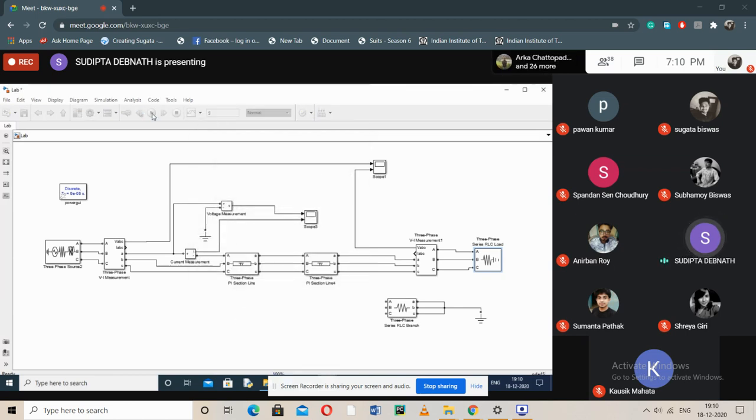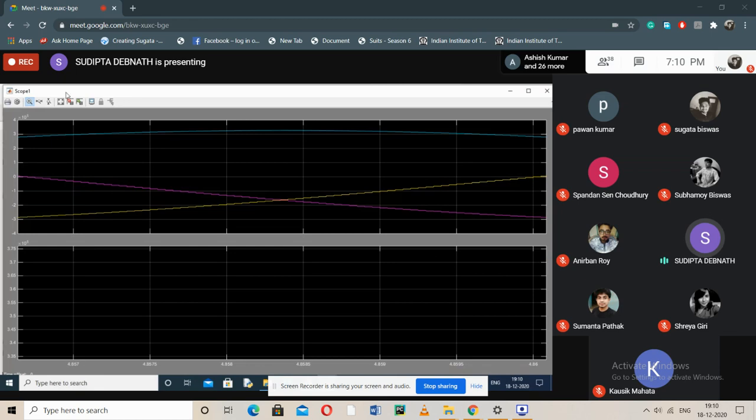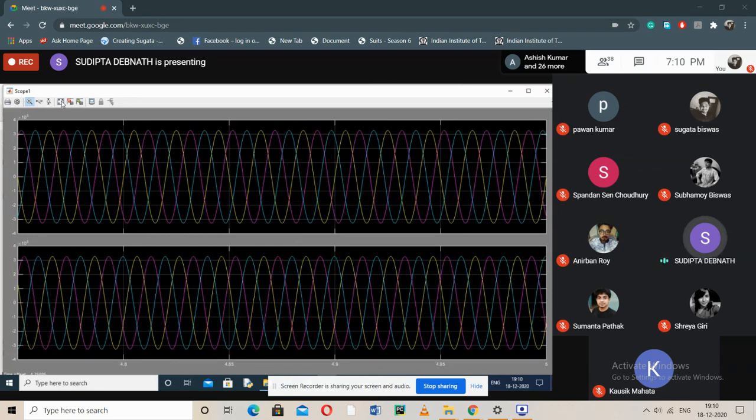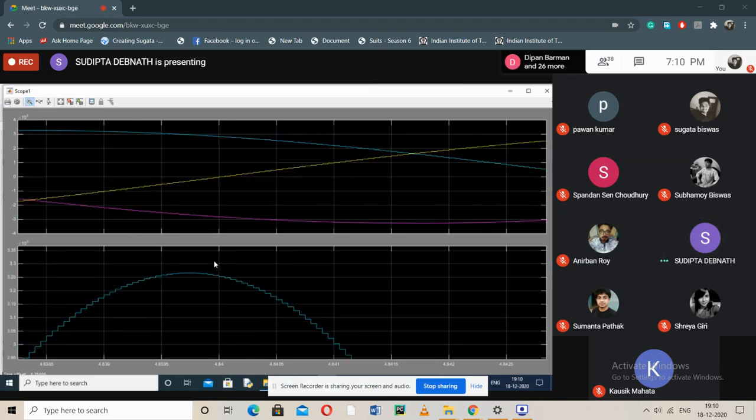Okay. Now we will see what the receiving end voltage is. Now we run the system. Okay, now we have already run the system. We will find in the scope what the receiving end voltage is. Sending end voltage peak value is 326.6. No problem. So what is the receiving end voltage? Can you see? Receiving end voltage is approximately 326.6.